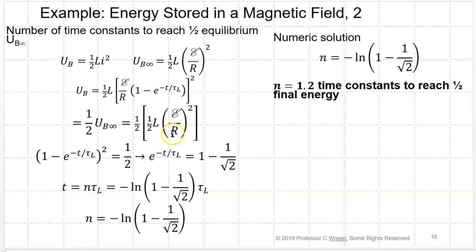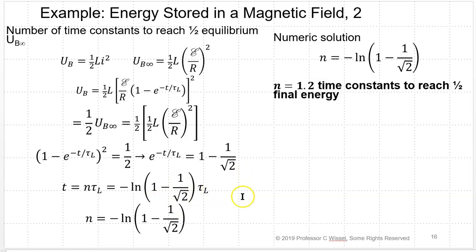And we solve for time, this equation that we had here, complicated equation, it'll end up being minus the natural log of the quantity, 1 over the square root of 2 times τL. Okay, so time is n times τL, and that equals minus the natural log of the quantity, 1 minus 1 over square root of 2 times τL.